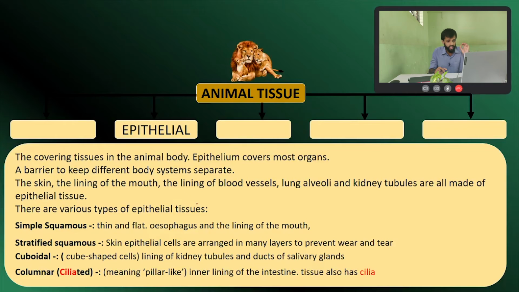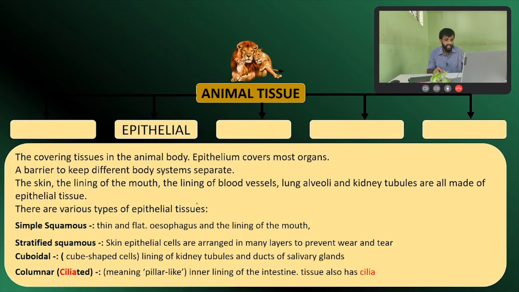Simple squamous is nothing but thin and flat. If you look at your textbook for this, you will have some pinkish color diagrams which you can remember, or you can just Google all these squamous epithelial tissues and you will see all of them in one go. Okay, so simple squamous tissue is thin and it is flat. And it is found in the esophagus and the lining of the mouth.